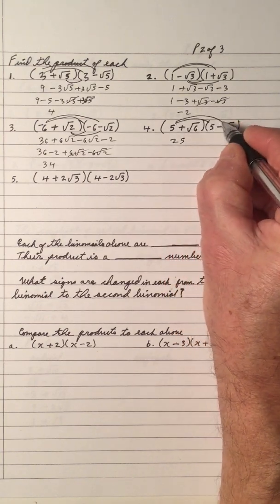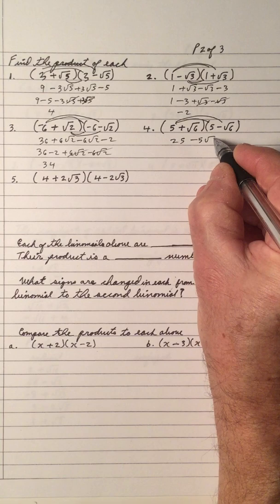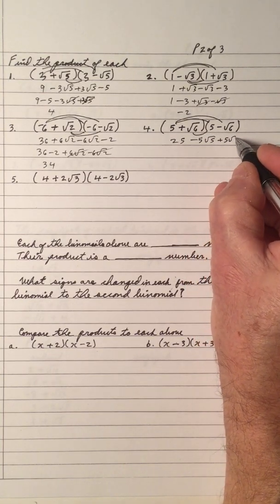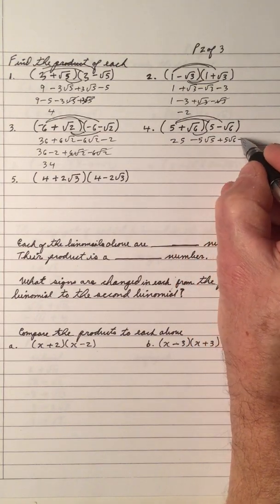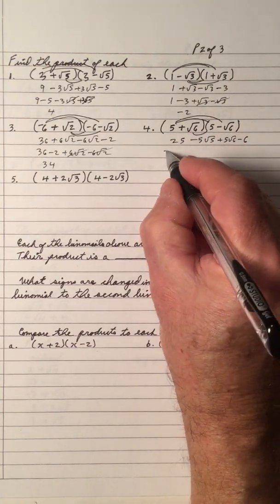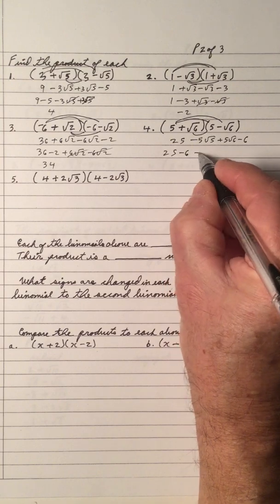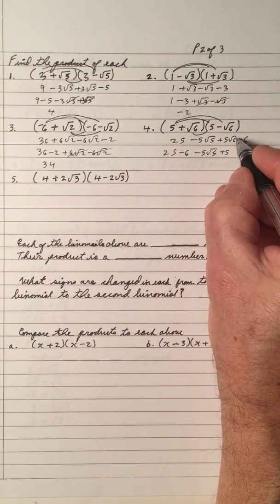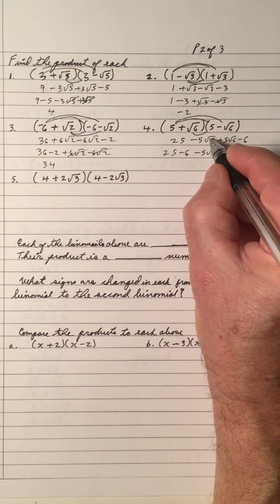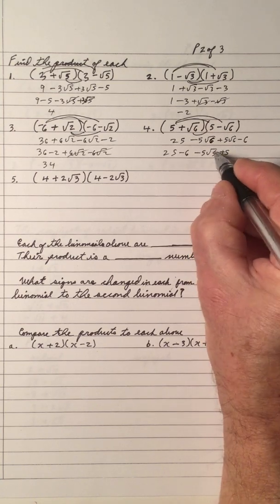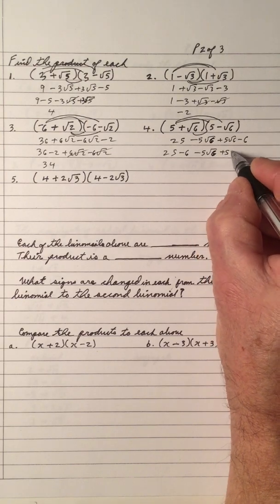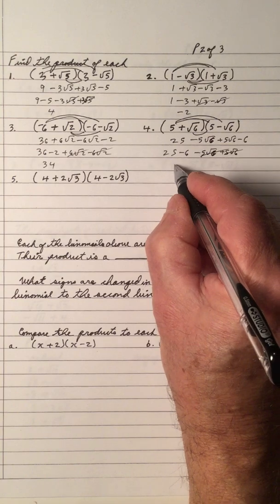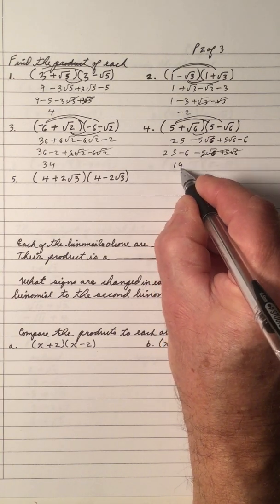First, outside, inside, positive times negative is negative. Root 6 times root 6 is 6. 25 minus 6 minus 5 root 5 plus 5 root 5. Wait, that's a 6 there, my mistake. Gotta be careful. And they cancel out, and that gives me a 19.